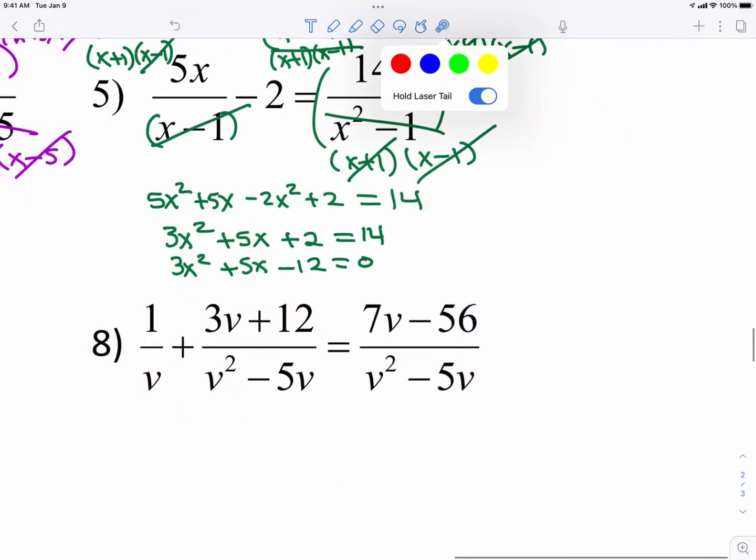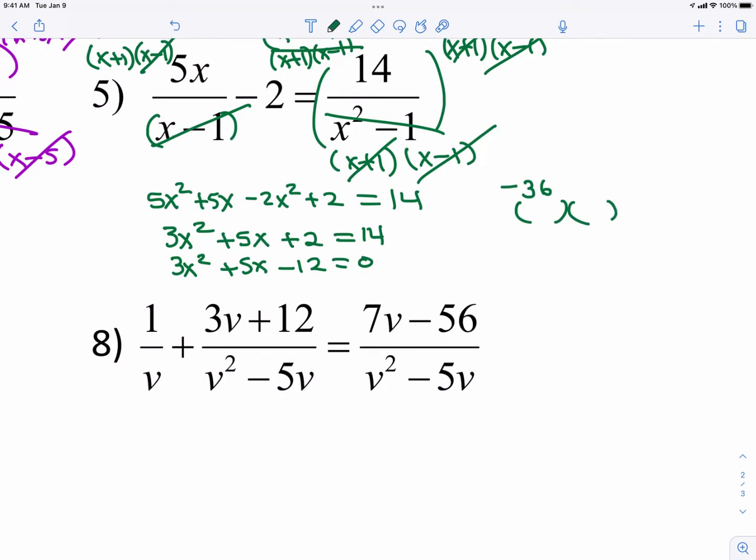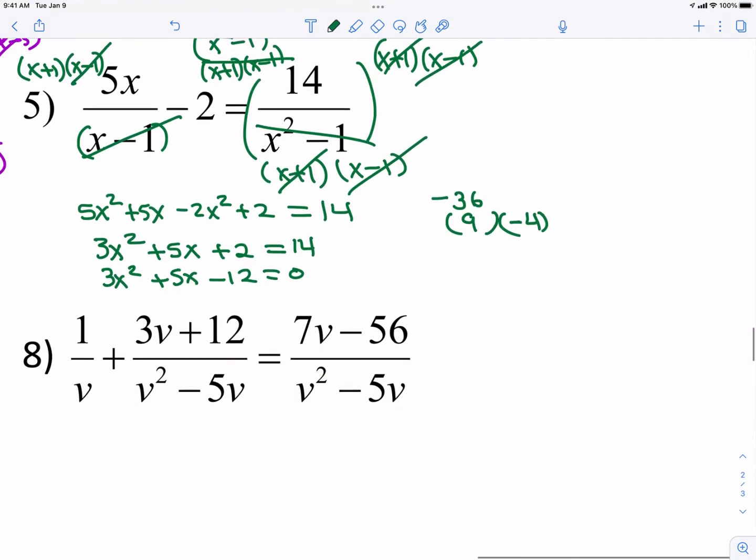Well, 3 times negative 12 is negative 36. What multiplies to negative 36 but would also add up to 5? And that would be positive 9 and minus 4. So we can take this and rewrite that as 3x squared plus 9x minus 4x minus 12 equals 0, and then factor by grouping.